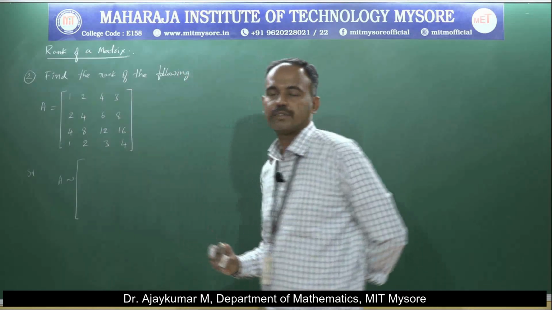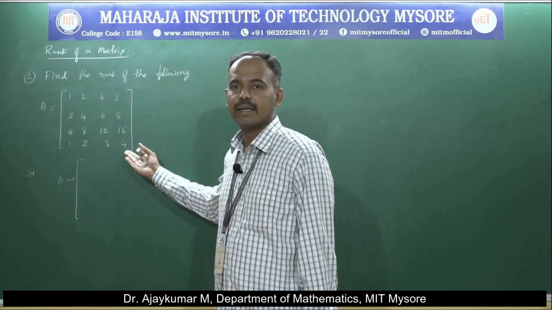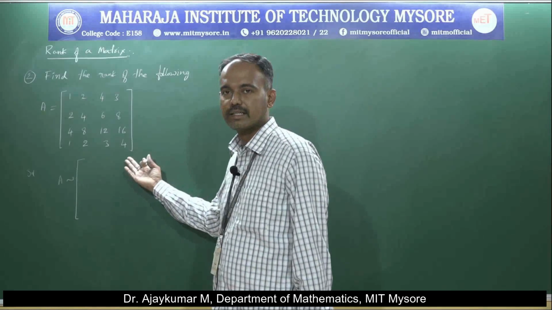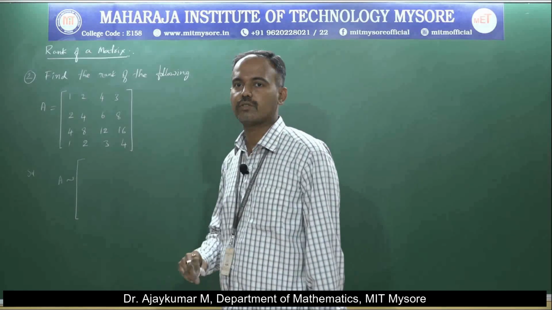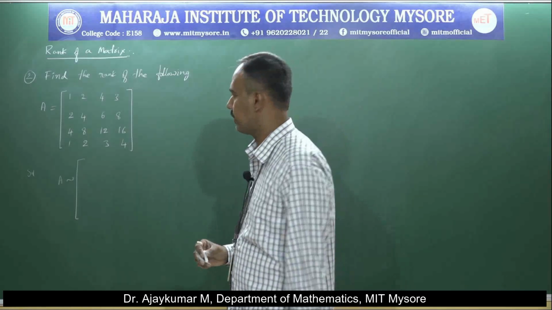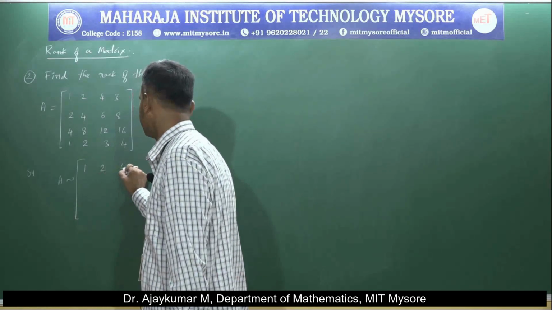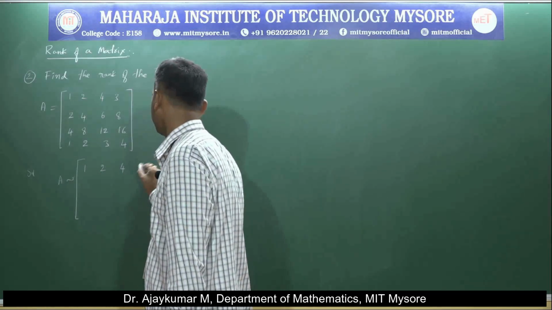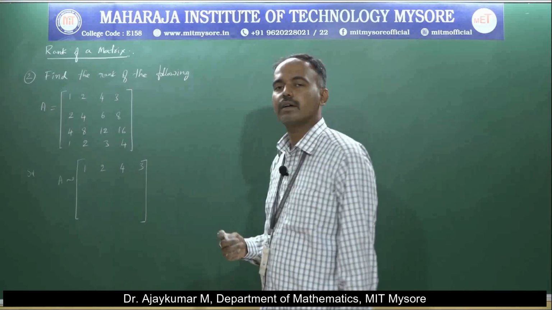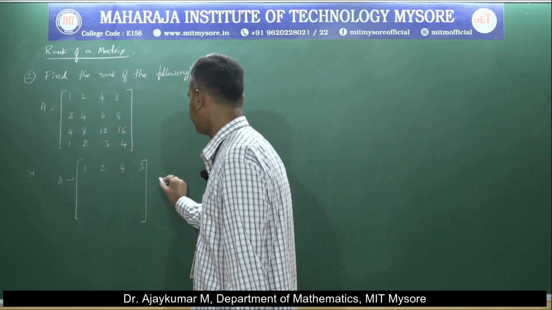The first observation: the given matrix A is not in the echelon form. First you have to check whether it is in the echelon form; it is not. The first row elements have no changes. Keeping the first row the same, now apply the row transformations.